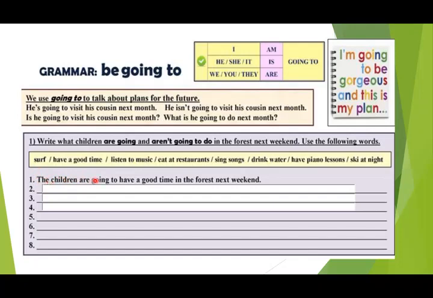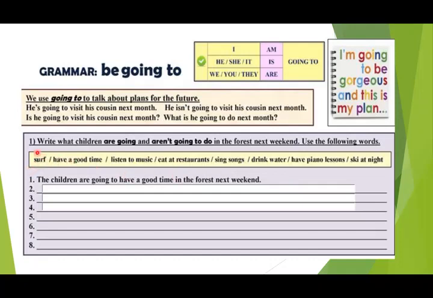The children, okay, the children, porque nos están hablando acá de los niños, ¿verdad? The children, los niños, are going to have a good time in the forest next week. Los niños van a tener un buen momento, van a pasarla bien. En el bosque, in the forest, next week, right? Next week. Very good.